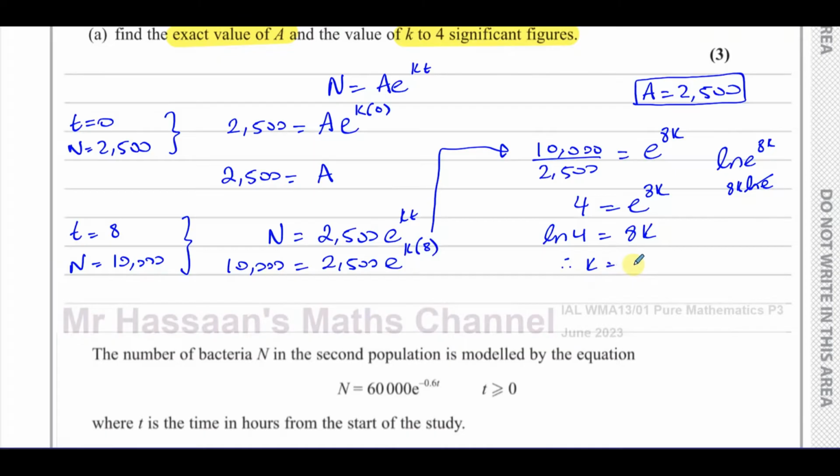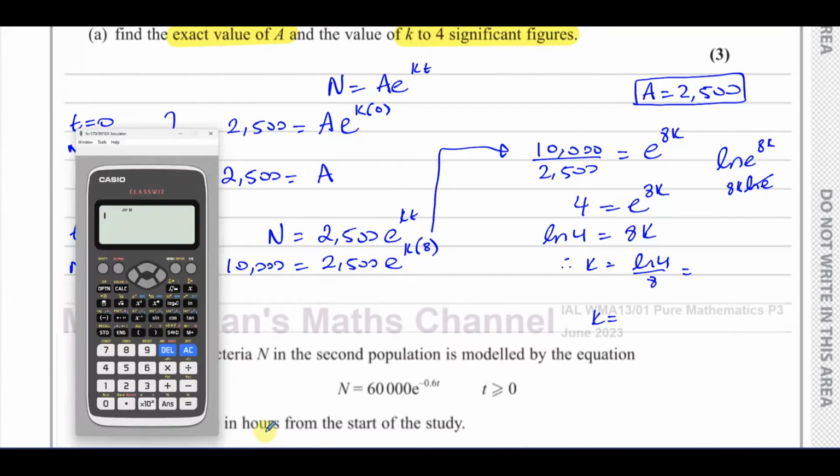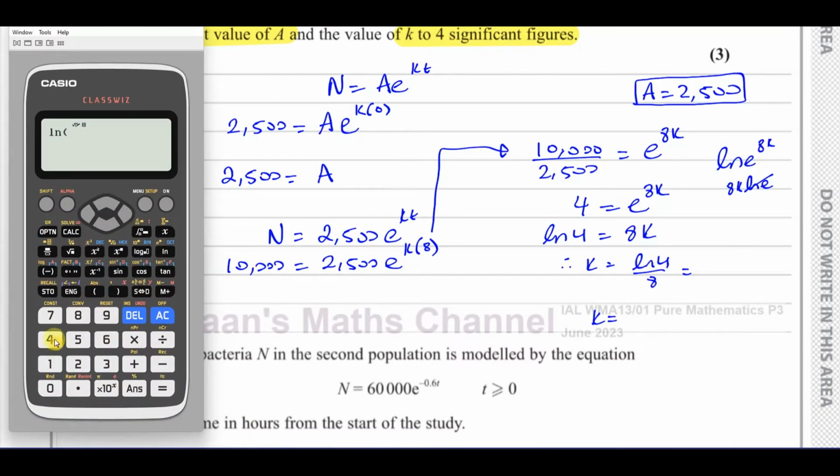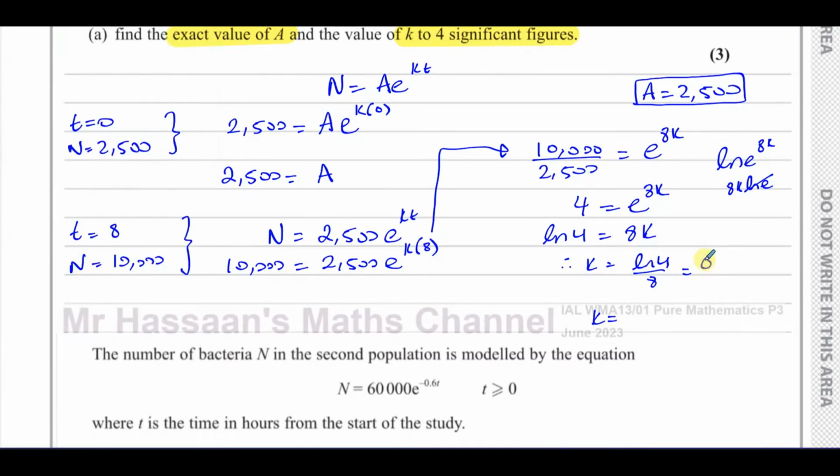So therefore we can say k is equal to ln 4 over 8. Now, if the question said find the exact value of k, which it doesn't, that would be our final answer. All right, and we would get the marks for that. But this question says write k to four significant figures. So let me just write down what the value of k is first. We have ln 4 over 8. Let me type that into my calculator. Right, so you have ln of 4 over 8. That gives us 0.173286.